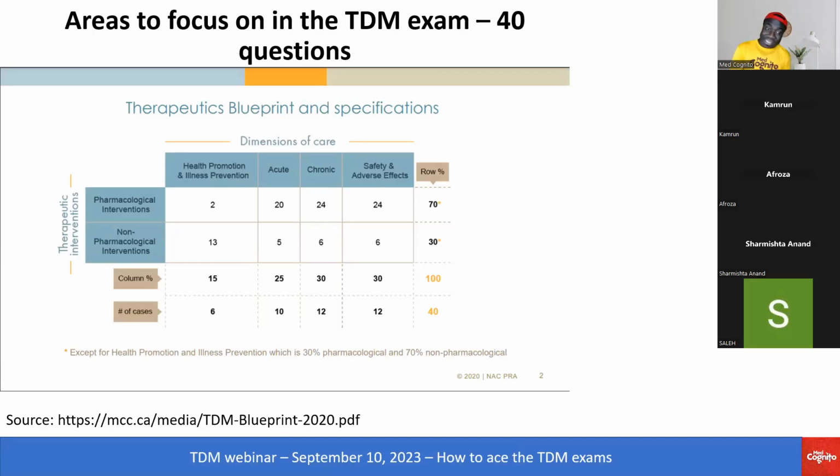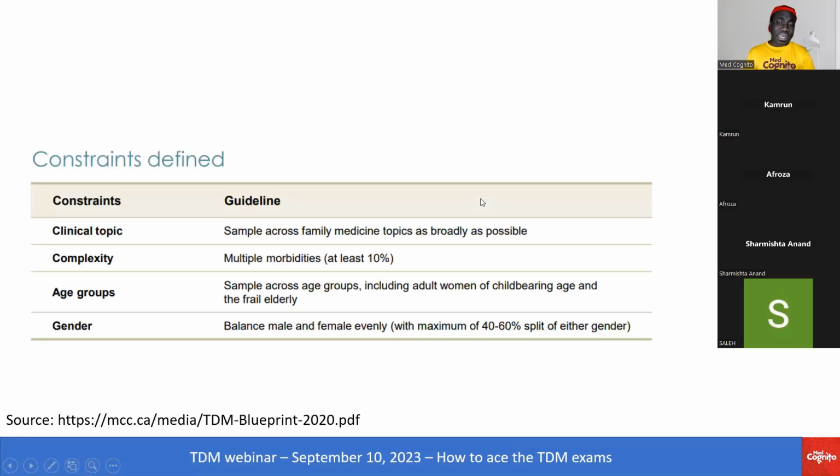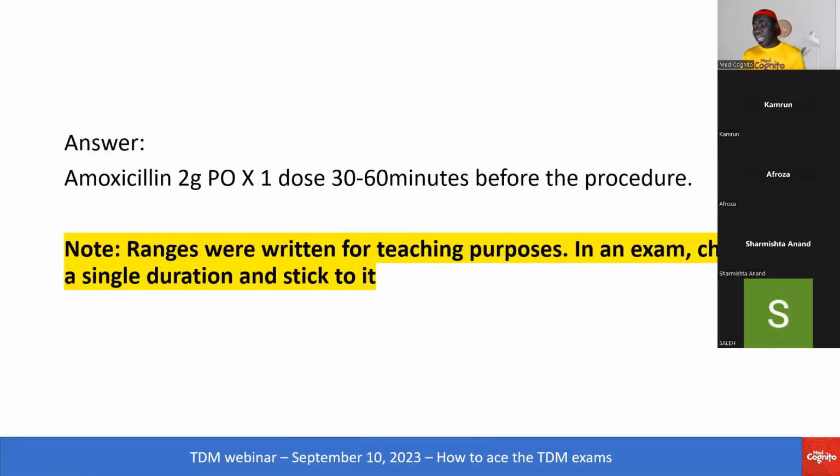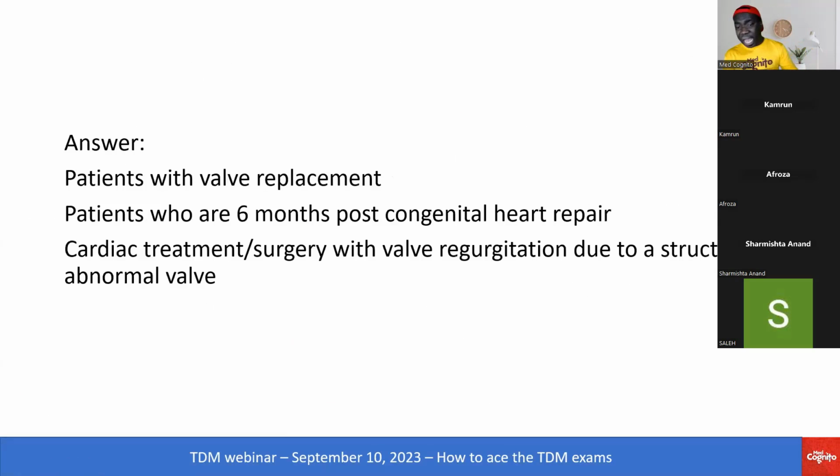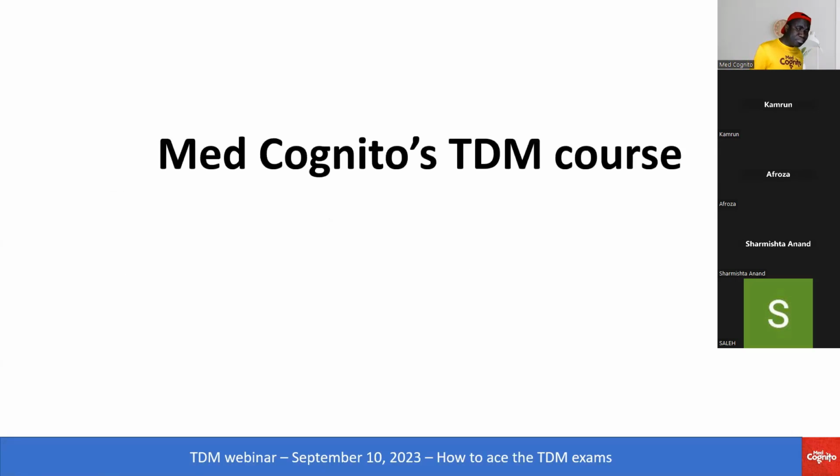You're also going to get cases in health promotion and illness prevention, which we've used these two cases to review, all right? And you're going to get more pharmacologic cases, like drug prescribing cases, than non-pharmacologic cases. So it's going to be a 70-30 ratio, just to remind you of that. And we've looked at the resources we are going to get. We've looked at UpToDate, and at Bugs and Drugs and all those things.